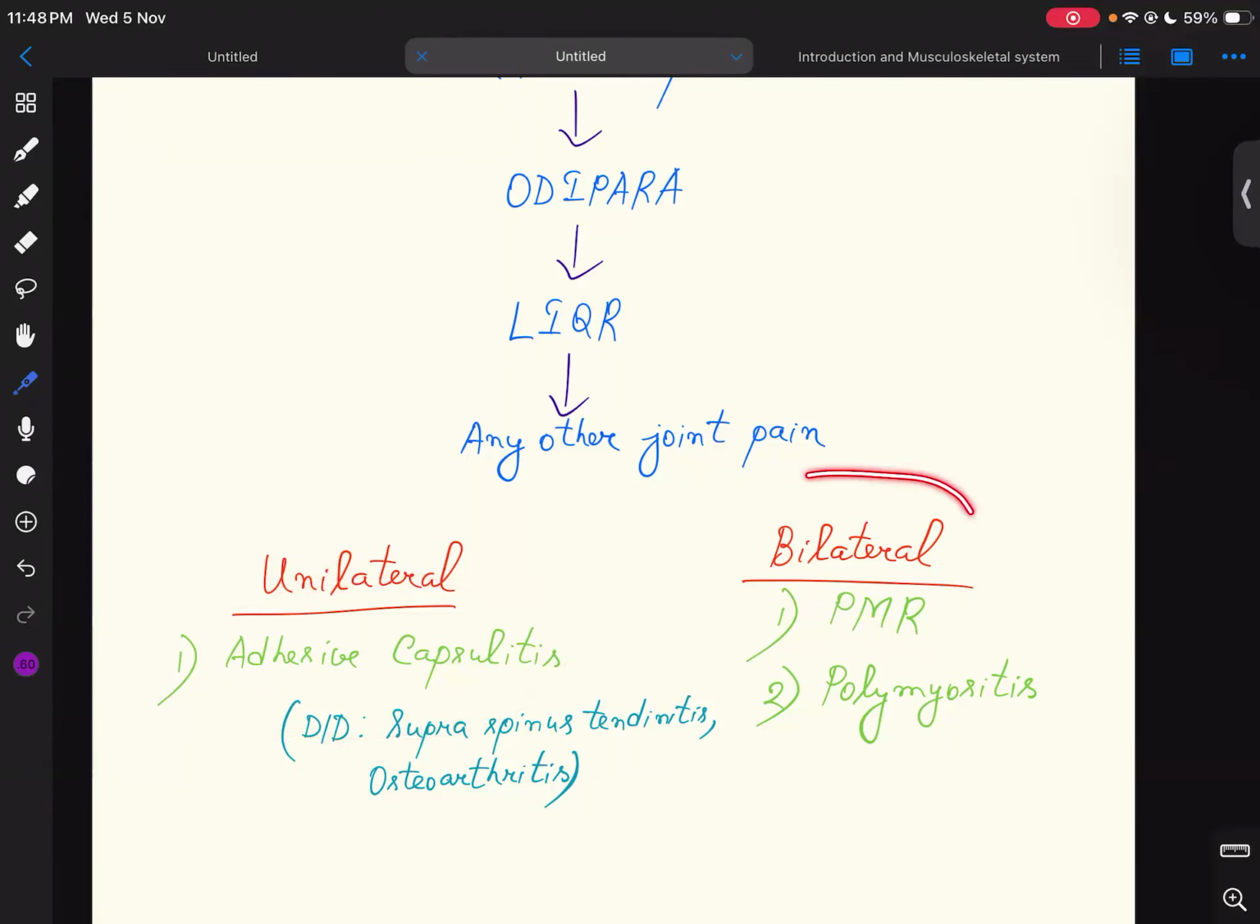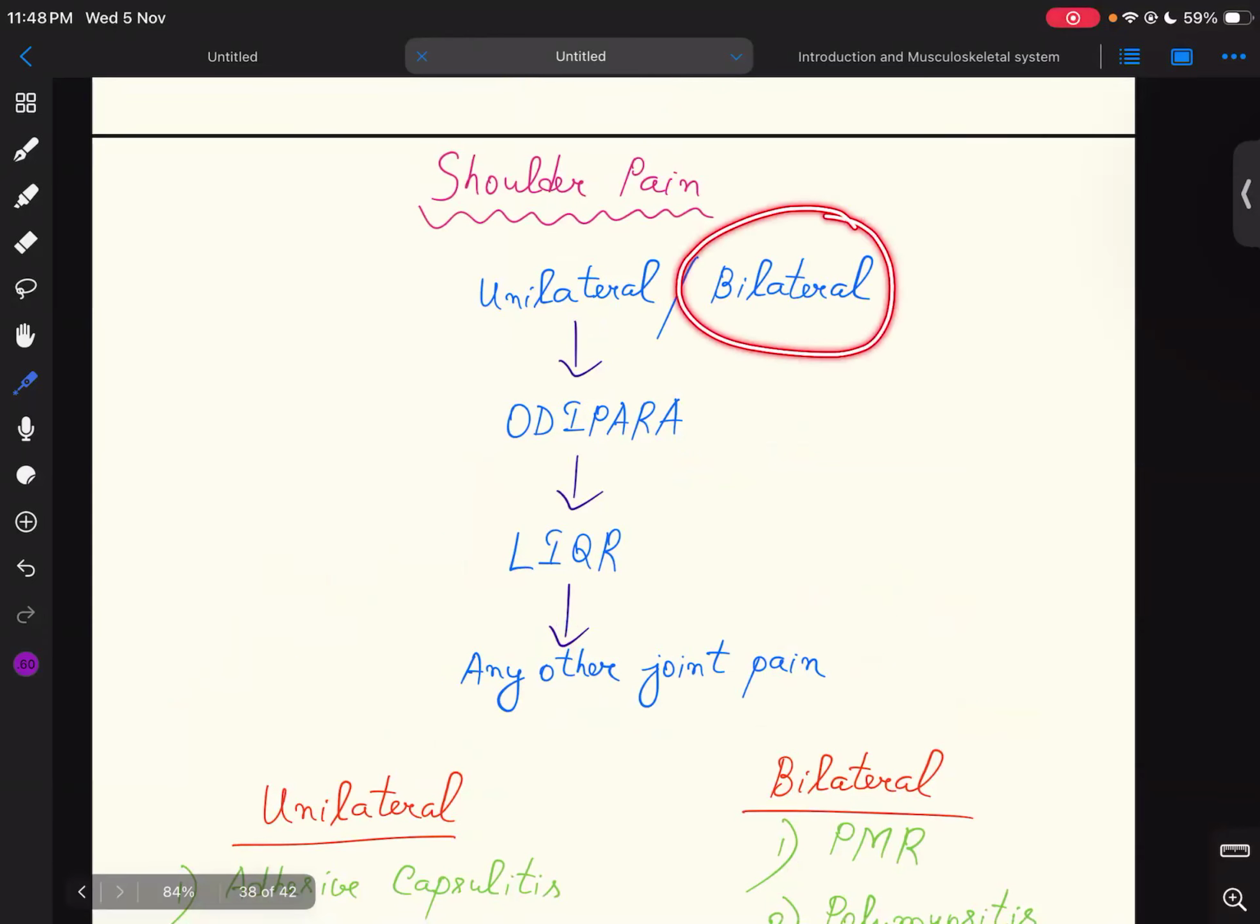And if it is bilateral joint pain, that is bilateral shoulder pain, the diagnosis will be either polymyalgia rheumatica or polymyositis for the PACES exam. In real life, you will get many other cases, but for the PACES exam, these are the two important differential diagnoses. This came in the Sharjah Center. In the Middle East Sharjah Center, the prompt was an old age lady having shoulder pain. After entering the station, it was found that it was bilateral shoulder pain.